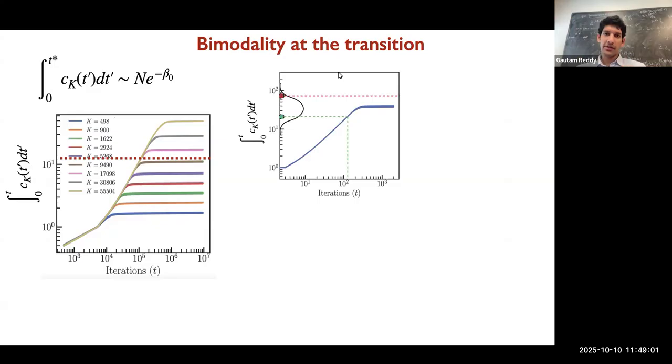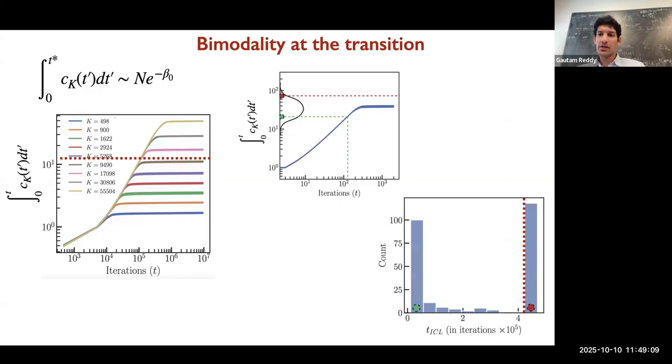Right, so this is an illustration of what I was mentioning. Depending on how you initialize, you can fall below or above the transition, and this predicts that close to the transition, the solutions are bimodal, and that's precisely what you see in your numerical experiments. You either generalize or memorize, but you don't see both, and you get 50-50 of each.